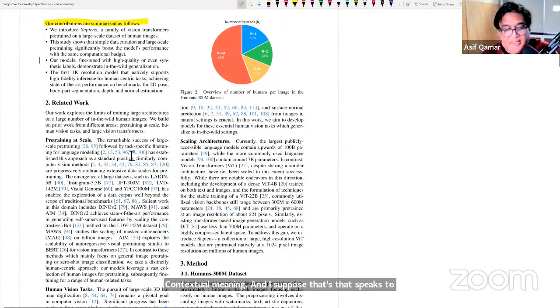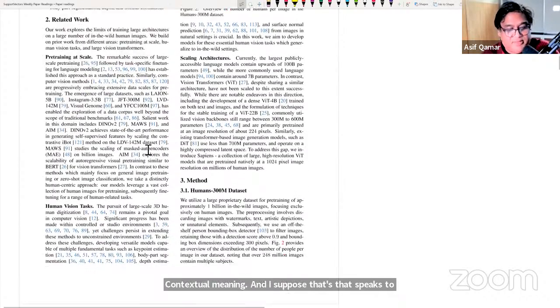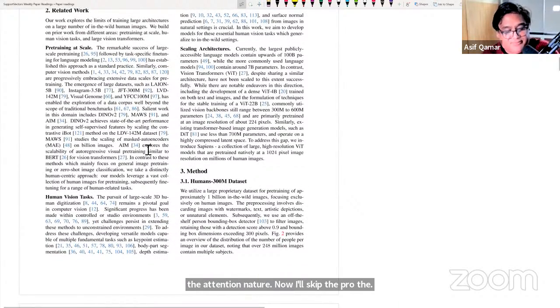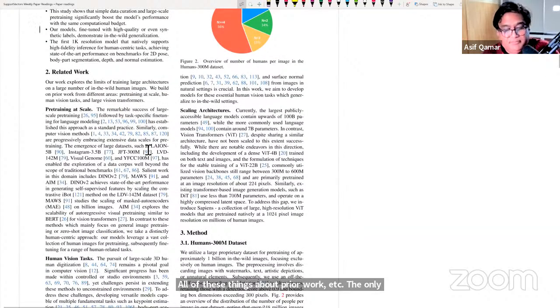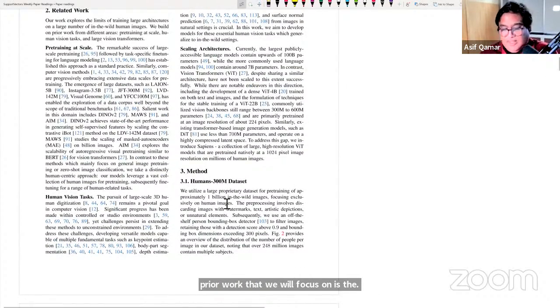Now, I'll skip all of these things about prior work, etc. The only prior work that we will focus on is the masked autoencoder. So let's go for that.